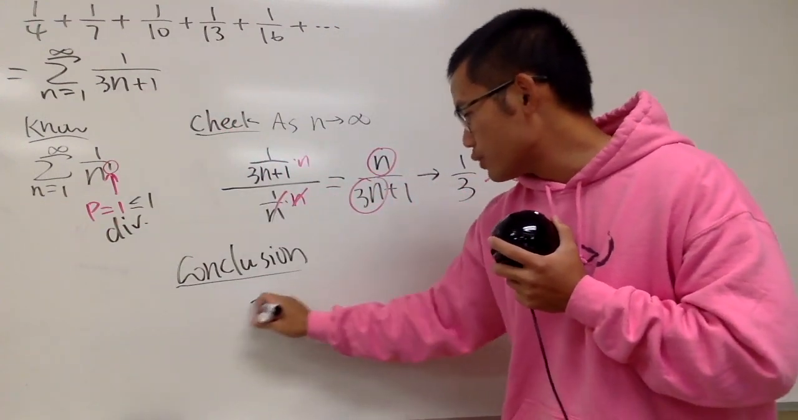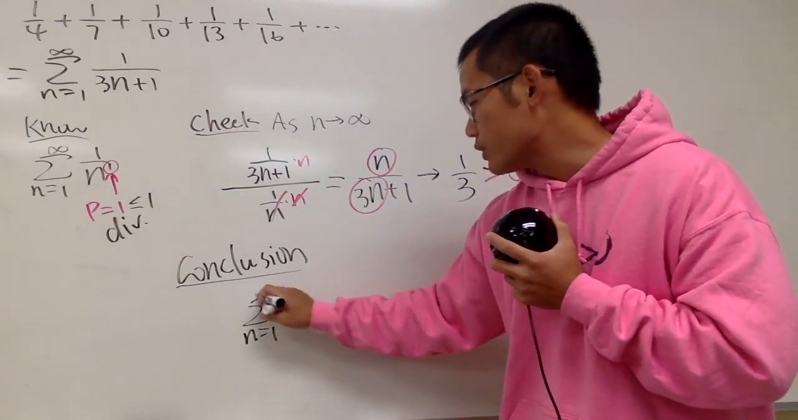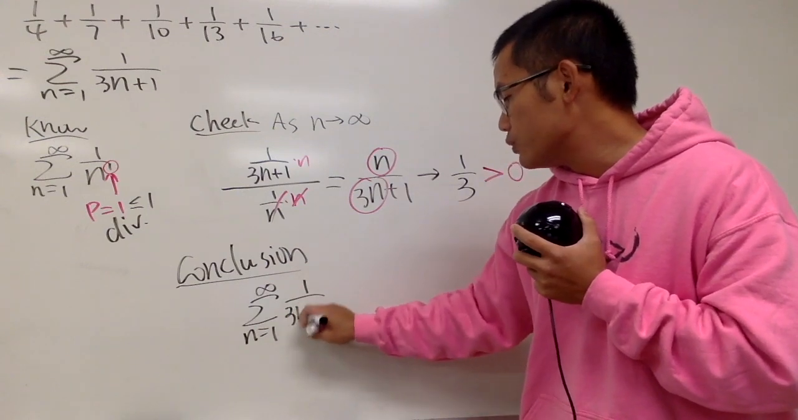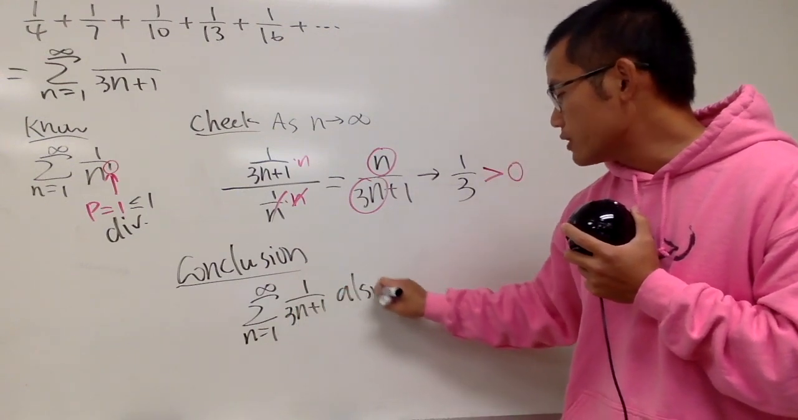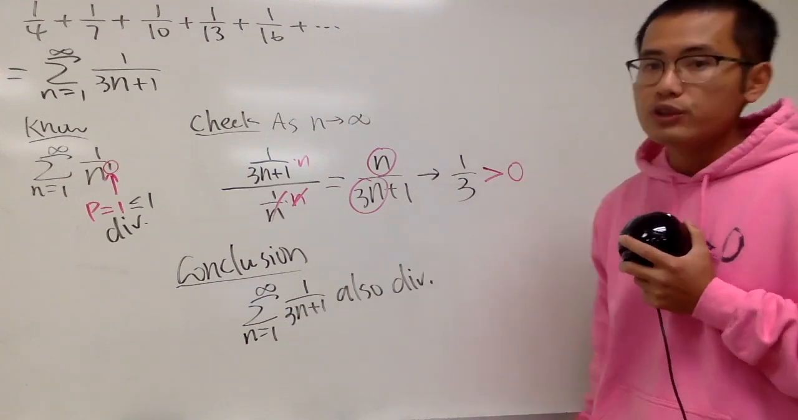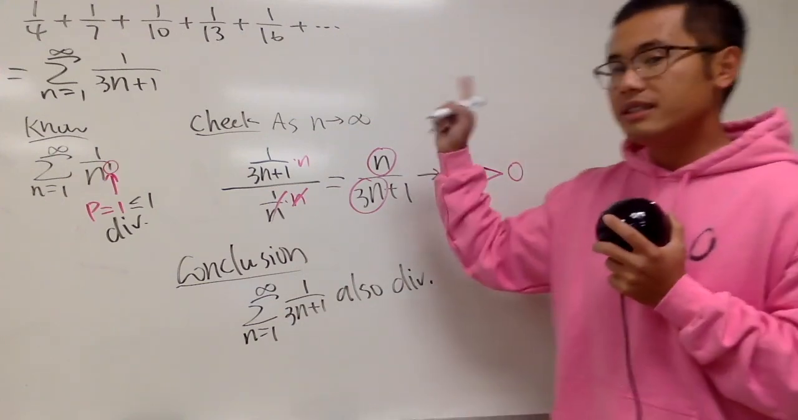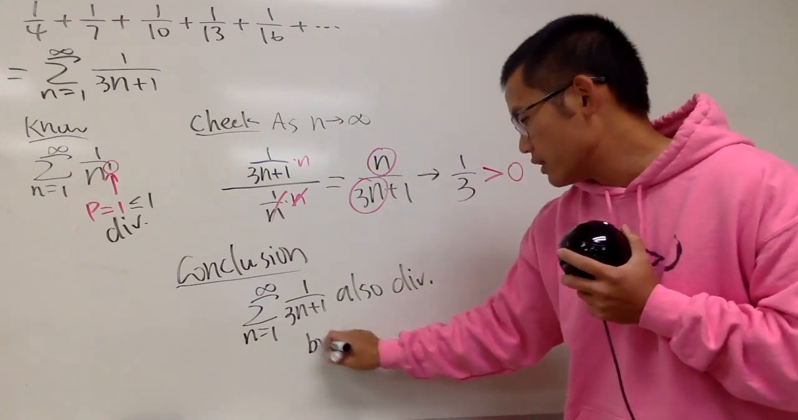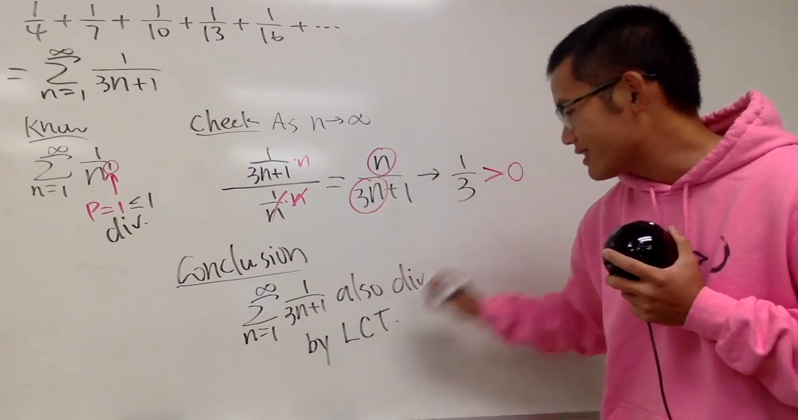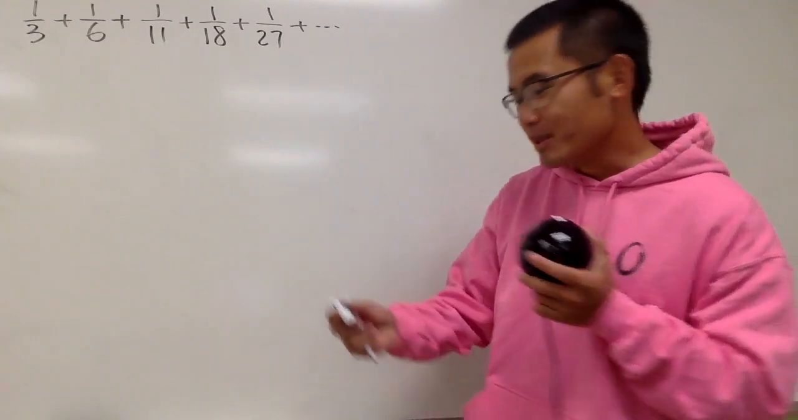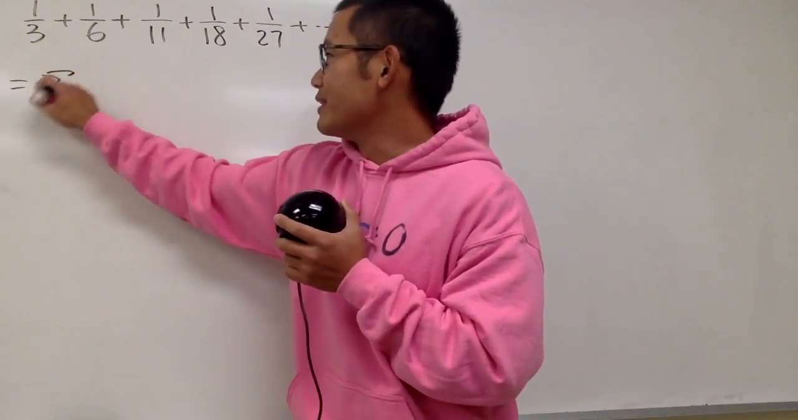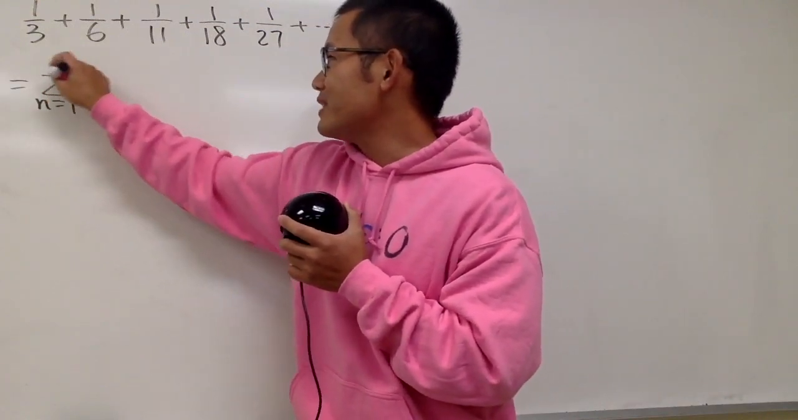So let's just go ahead and write this down. The sum as n goes from 1 to infinity, 1 over 3n plus 1, also diverges. And this time, we did the limit comparison test. So by the limit comparison test. Let's go ahead and put this into the sigma notation, shall we? So here we go. The sum as n goes from 1 to infinity.